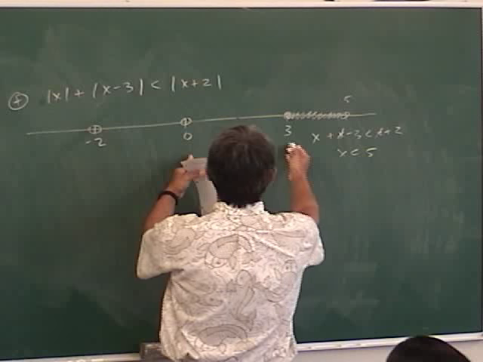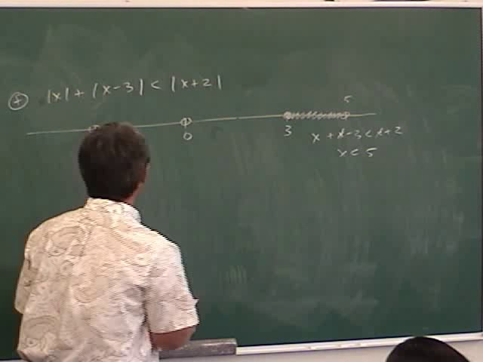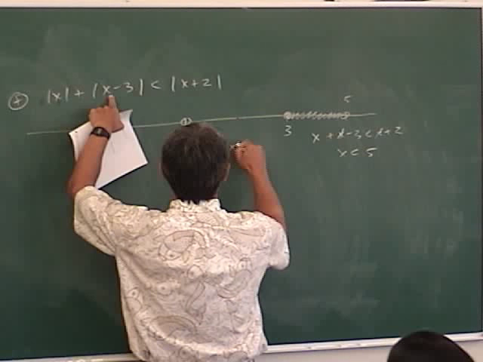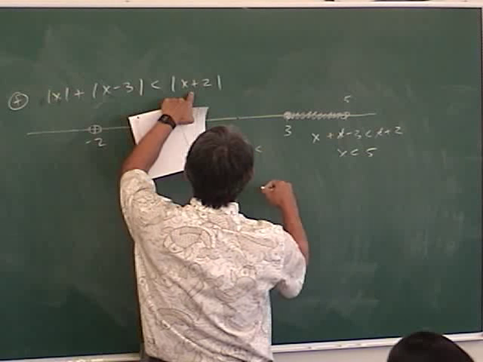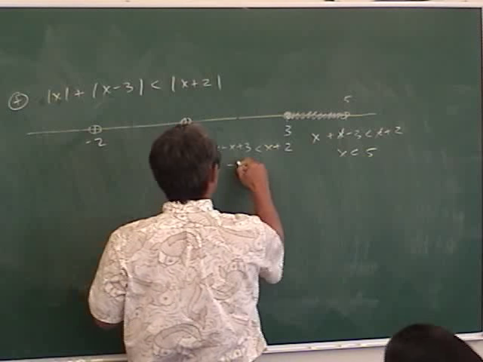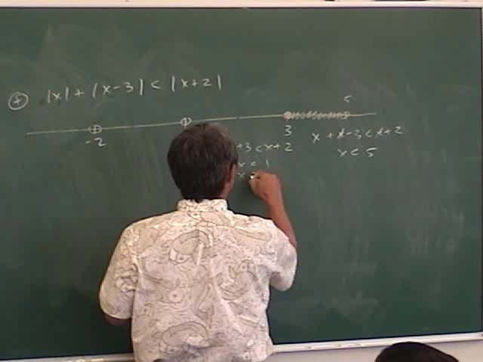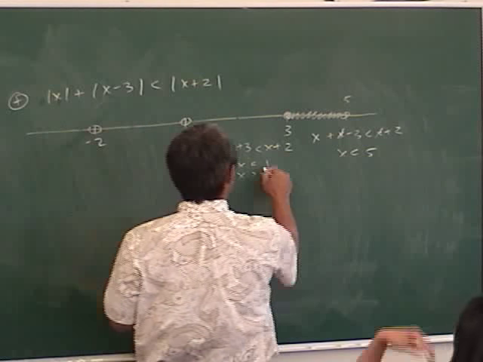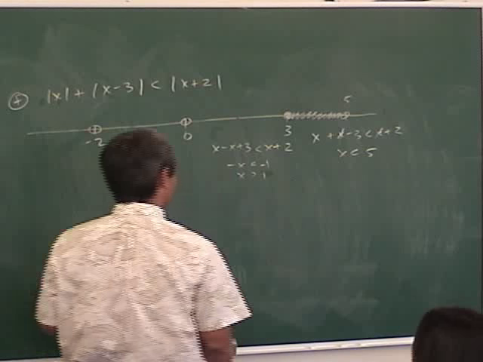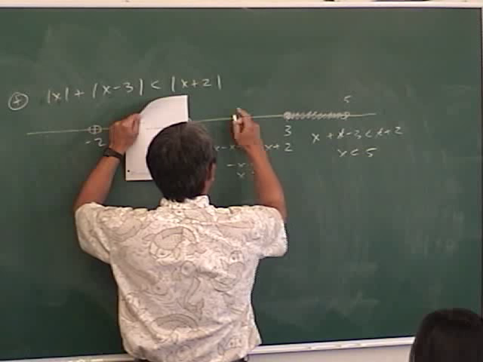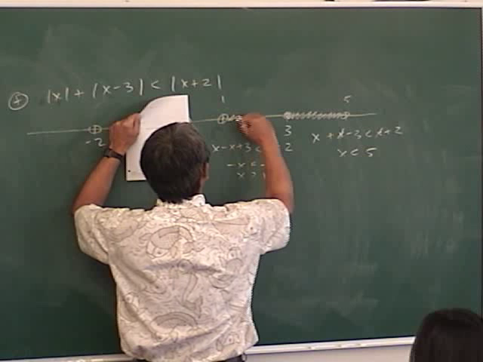Okay, next region. Think of a number between 0 and 3, like 1. This is positive, so you leave it alone. 1 minus 3 is negative, so you gotta negate it. And then 1 plus 2 is positive, so you leave it alone. So you get negative x is less than 1, x is greater than -1. Wait a minute, something's wrong here. Because that's -1, so this is positive 1. So how do you graph x is greater than 1 only over here? Well, you put a 1 there and you go to the right.